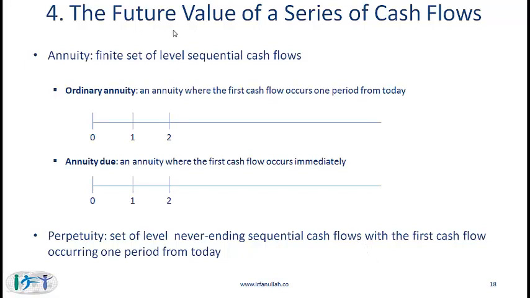Moving now to the future value of a series of cash flows. And first, let's just understand some terminology. An annuity is a finite set of level sequential cash flows. Level means equal, and sequential means that the cash flow is happening at equally spaced points in time. So an ordinary annuity is one type of annuity where the first cash flow occurs one period from today.